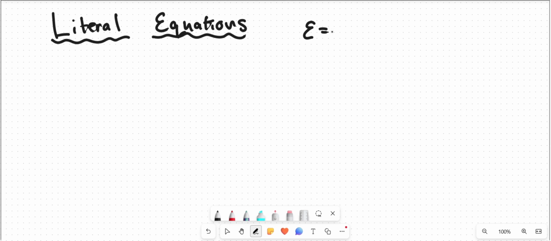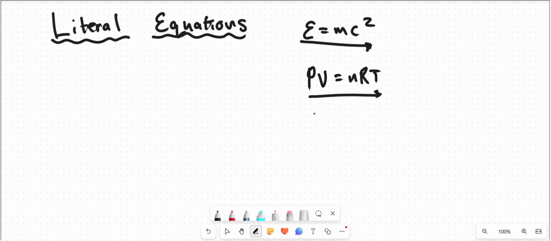You can think about the formula that Einstein came up with, E equals mc squared, the theory of relativity. You can think about the PV equals nRT formula. That is the formula for ideal gases. We also have the area formula, which is pi r squared. That is the area formula for a circle. And yeah, we get different formulas.